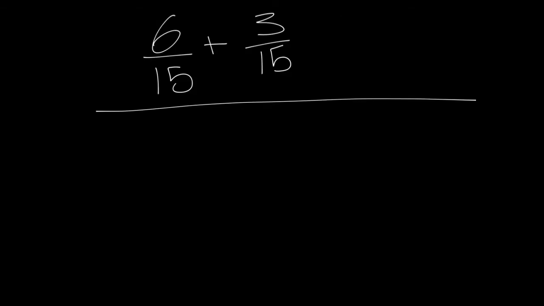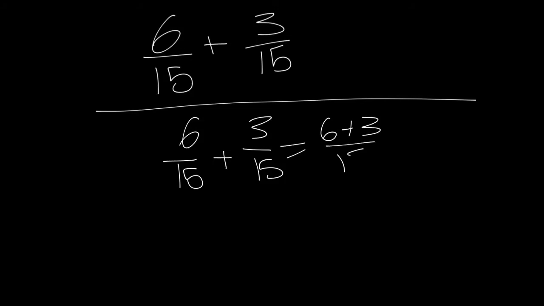So to add fractions, you just do 6 over 15 plus 3 over 15, and there's already the same denominator, so you would just do 6 plus 3 over 15. 6 plus 3 is 9 over 15, so 9 over 15 is your answer.